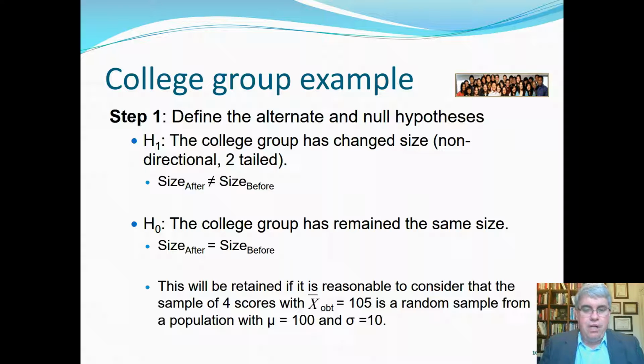And so this null hypothesis, that nothing's happened, will be retained if it's reasonable to consider that a sample of just these 4 scores with an average of 105 could easily occur if we were still dealing with a population that had the average size of 100 and standard deviation of 10, i.e., there had been no change. So if it's reasonable to think we could have gotten an average of 105 for 4 Sundays, then we're not going to claim that it's grown.